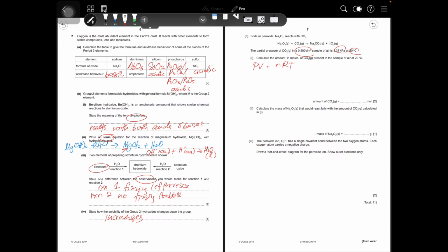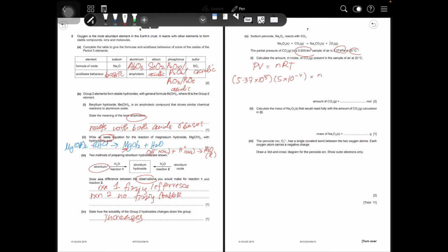So you have PV equivalent to nRT. The pressure must be in Pascal, so you need to convert the kilopascal into Pascal. That will be 5.37 multiplied by 10³. This is in Pascal. Then the volume must be in meter cube, so you need to convert 0.5 dm³ into meter cube. That will be 5 × 10⁻⁴ m³.